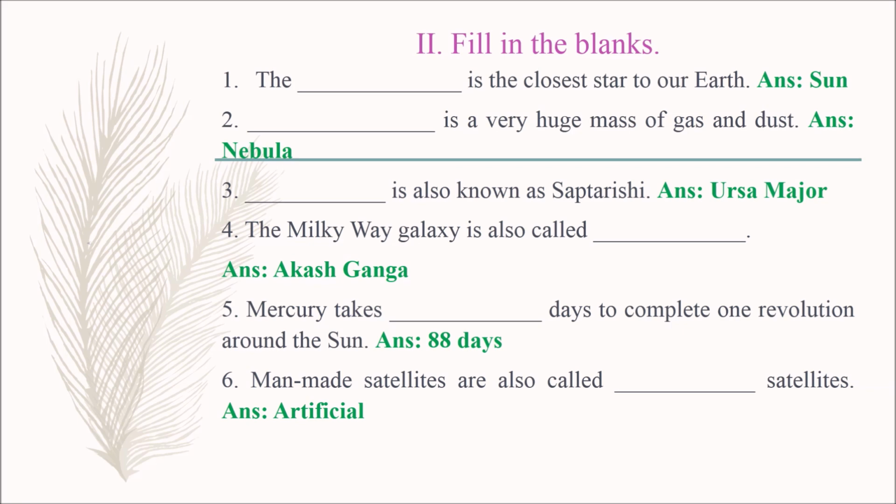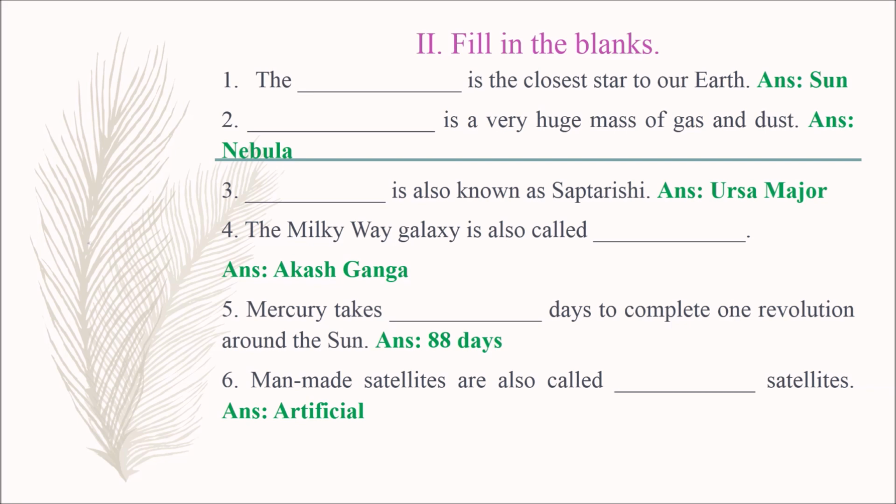Question number 1. The dash is the closest star to our earth. Answer is sun. Question number 2. Dash is a very huge mass of gas and dust. Answer is nebula. Question number 3. Dash is also known as Saptarishi. Answer is Ursa Major.